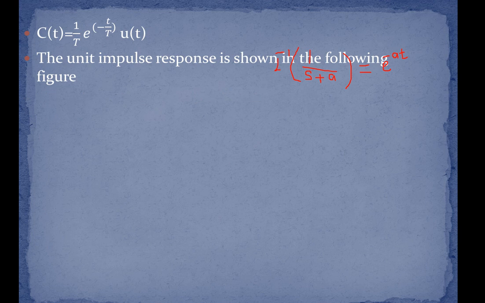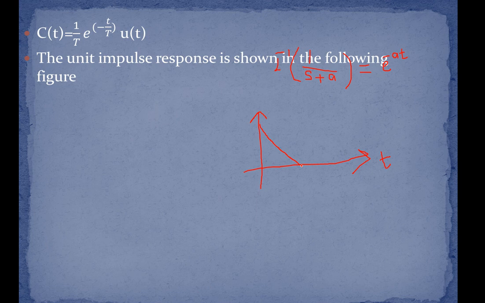I hope you understand the concept. What is first order system? You will get the response like this. If you try to draw the response with respect to time, take time on the x-axis and response c of t on the y-axis. Here the constant value 1 by t is multiplying with the exponentially decaying function. That's why you are getting the response like this.